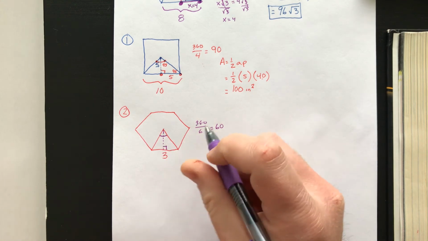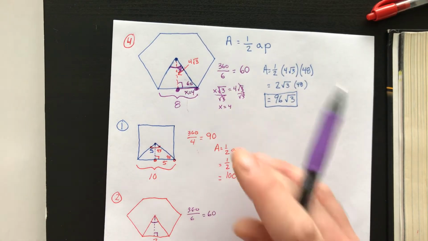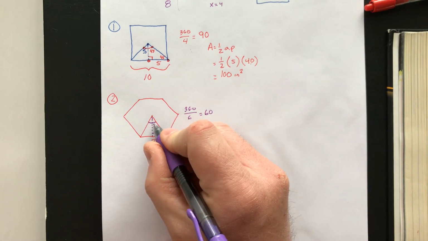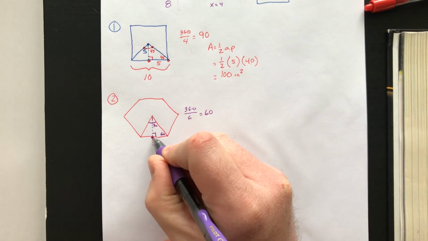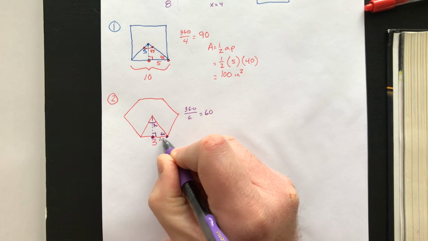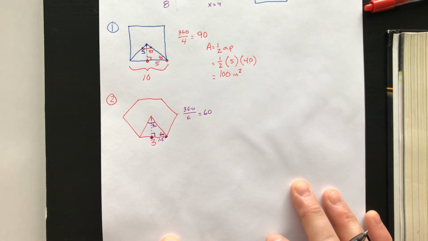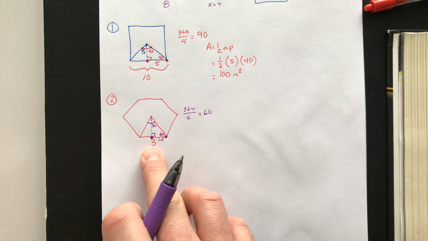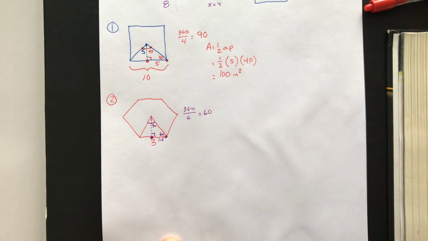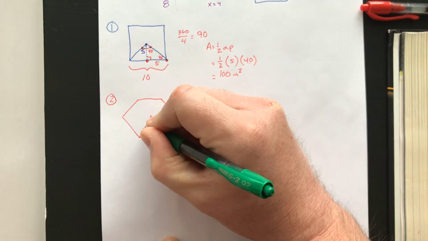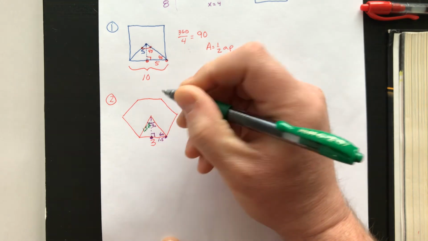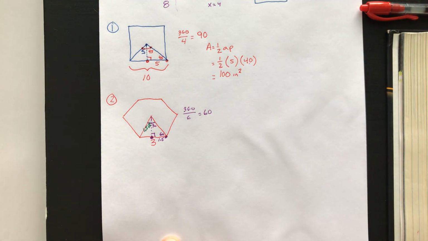So once again, just like up here, we have ourselves a 30, 60, 90 triangle. And the shorter leg, the distance from here to here is 1.5. Remember, it's 1.5 because it's half of 3, which means our apothem must be 1.5 times the square root of 3. That's the formula. So we now have enough information to solve this problem.